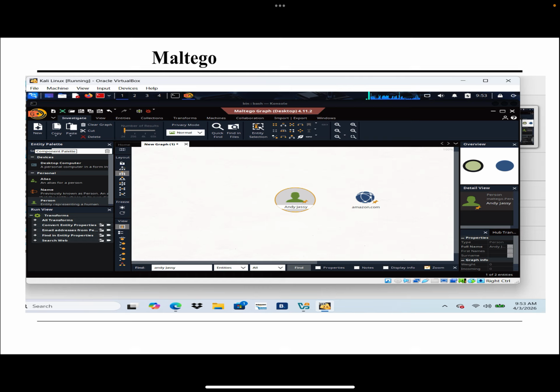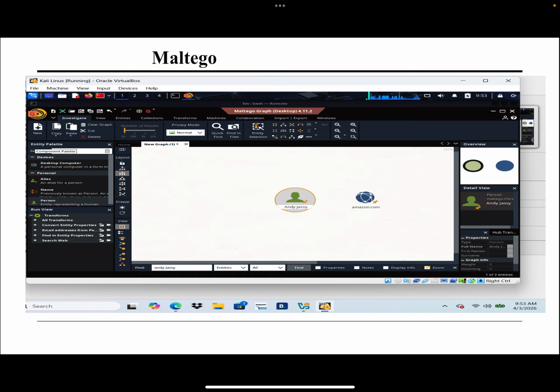I also used Maltego to visually organize the information I found. In Maltego, I created a graph with the domain Amazon.com and added Andy Jassy as a key person associated with the company. This helps show how passive reconnaissance data can be mapped visually to better understand relationships between organizations and its leadership. At this point, I am in the passive recon phase of cyber operations.